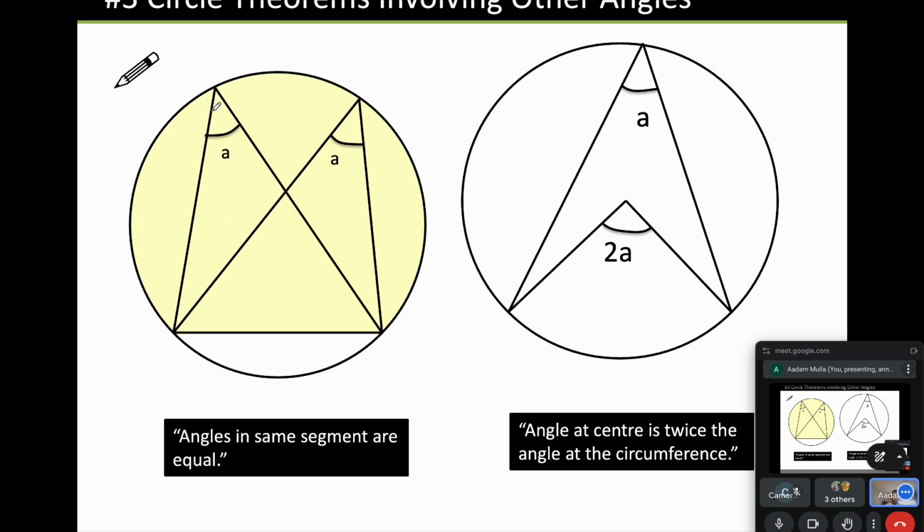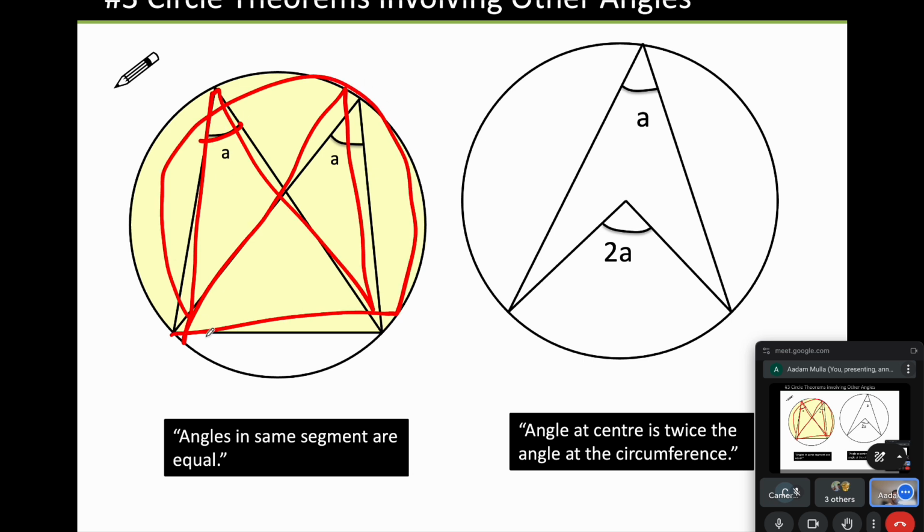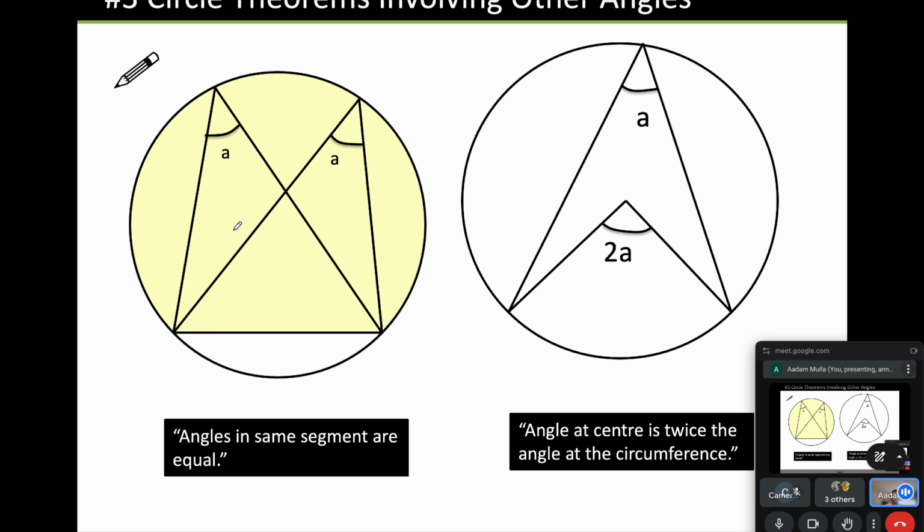Okay, next one, angles in the same segment are equal. So the way I like to remember this is it's a bow tie theorem. If you see this bow tie, this is a segment, that bit there, the large part of that circle. These two angles are going to be equal to each other. So if that is 50, the angle would be 50 degrees. So just look out for a bow tie, and these two angles will also be equal to each other.